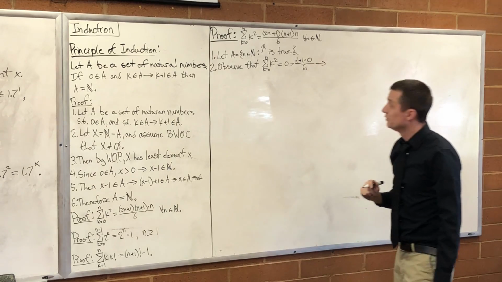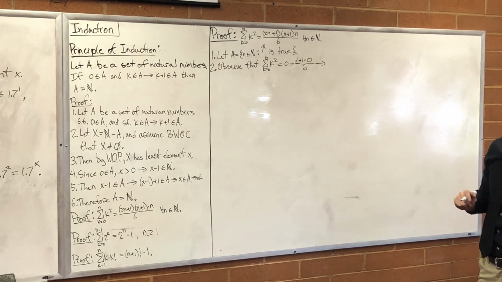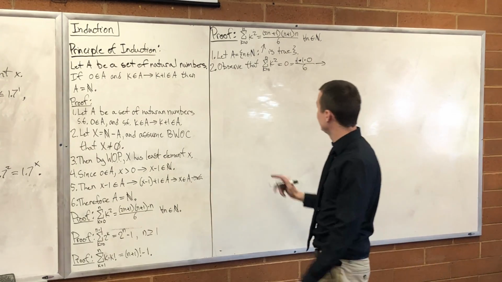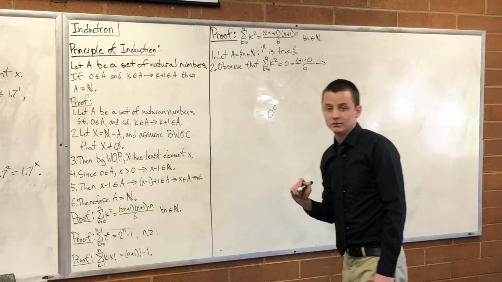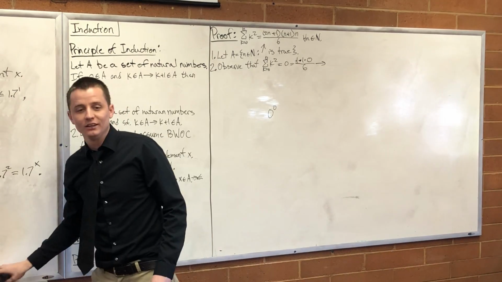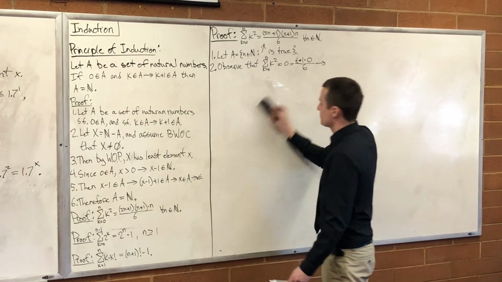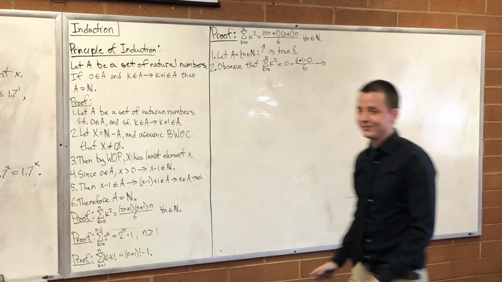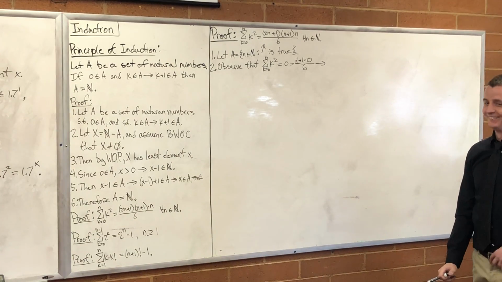0 to the 0 is not defined. Your calculator will say it's 1 and it shouldn't. 0 to the 0 is undefined. We don't do 0 to the 0. Why not? Because I can make it equal to multiple things. So, we're not going to get sidetracked on that.